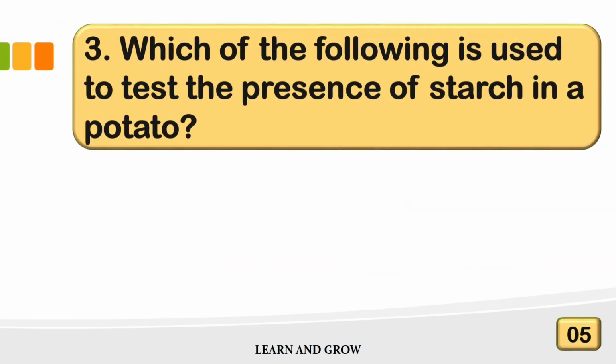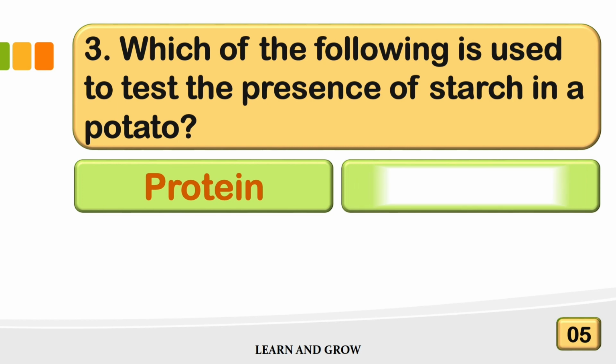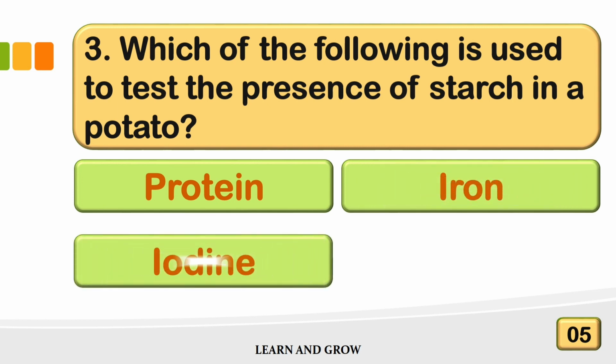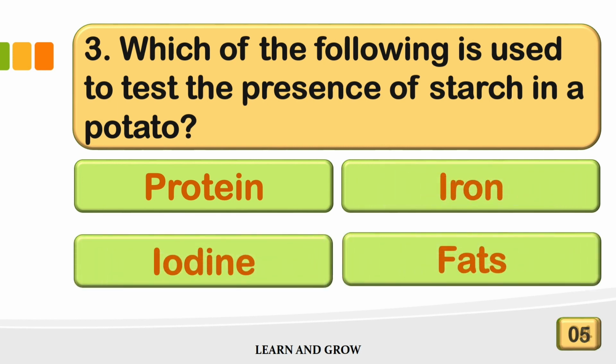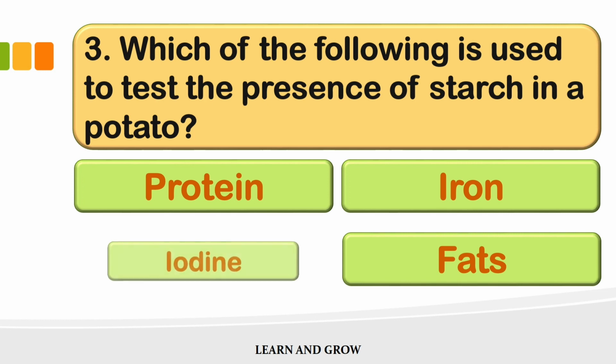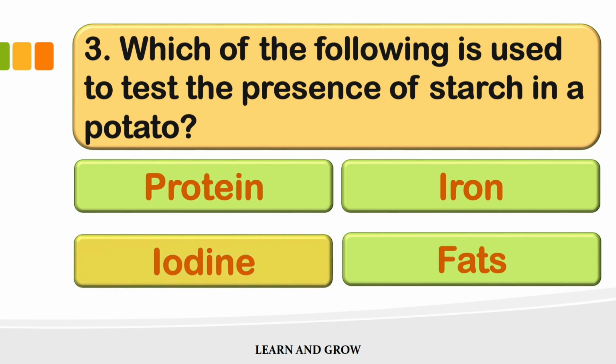Which of the following is used to test the presence of starch in a potato? Option A, protein, B, iron, C, iodine or D, fats. The right answer is iodine.